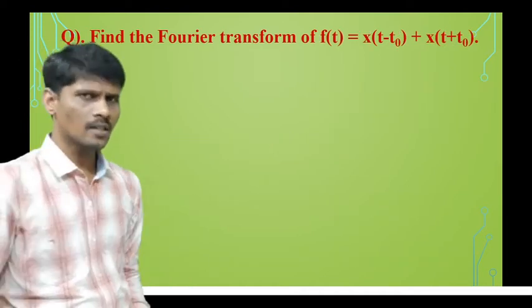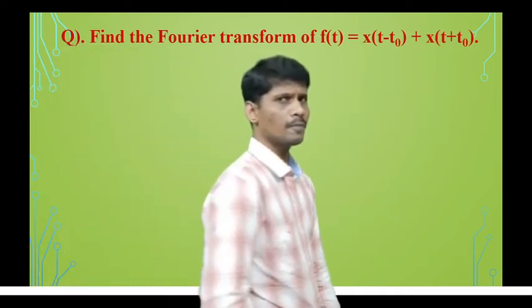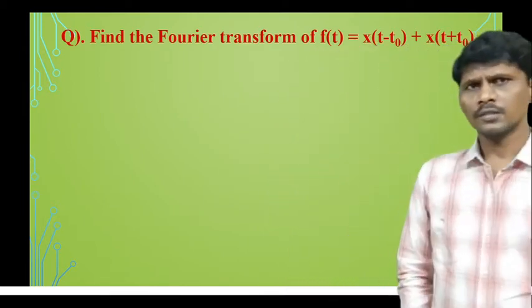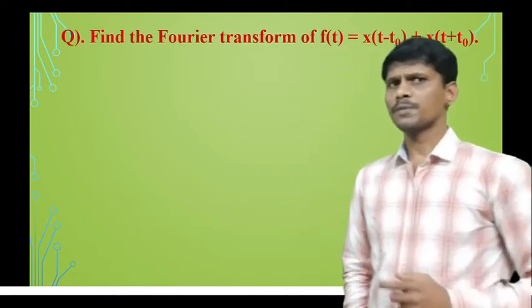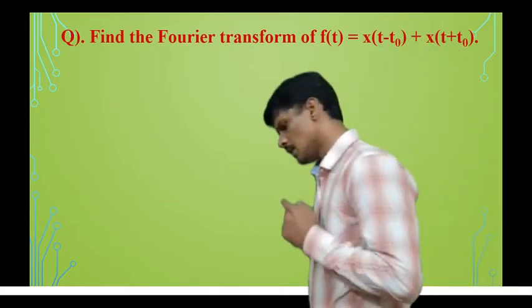So similarly calculate this example: Fourier transform of this signal f of t is equal to x of t minus t naught plus x of t plus t naught.